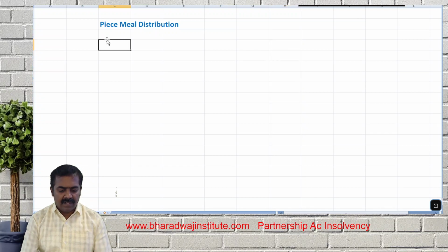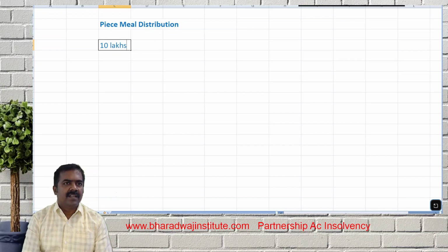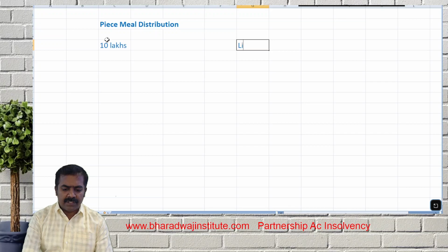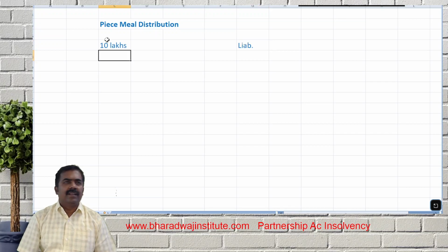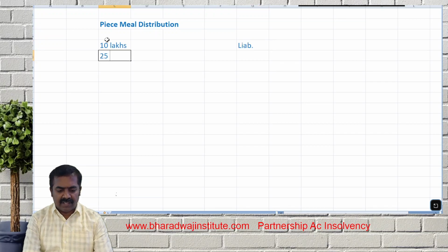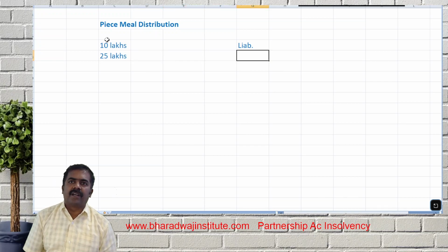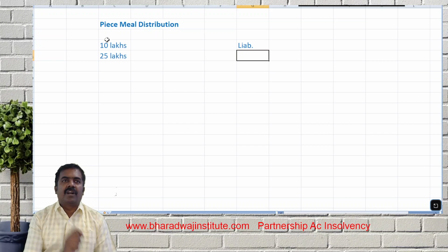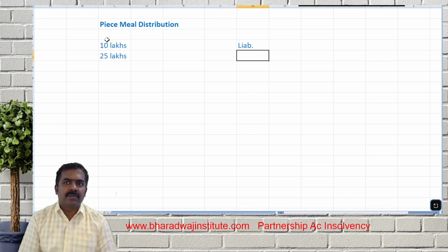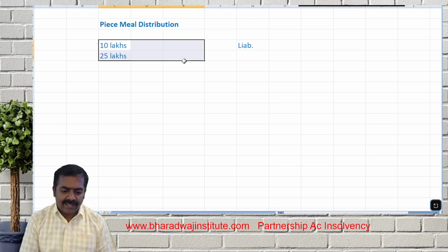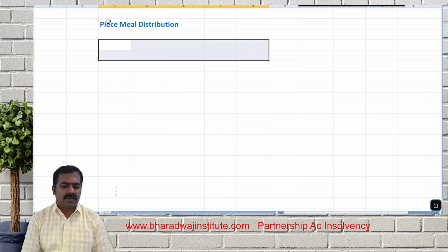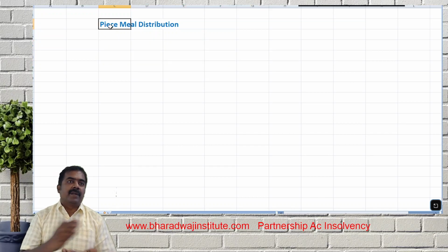For example, asset number 1 realized 10 lakhs. With that, you will be able to settle a liability. Next asset, 25 lakhs realizing. With that, you will be able to pay the next liability, either full or part. But in which order you have to pay? Those things you have to decide. That is called piecemeal distribution. Piecemeal distribution means payment in parts.